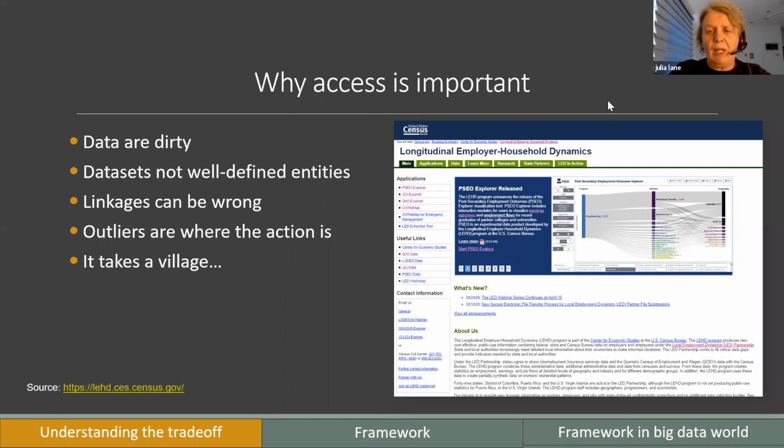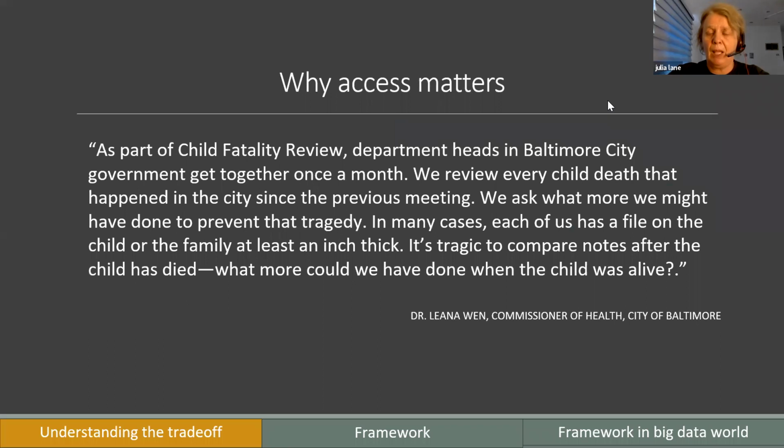For example, when I worked with the LEHD program, that program got developed over 20 years. There were literally hundreds of people that contributed. There was a whole village of statisticians and economists and computer scientists who built an infrastructure, and each person contributed to the anthill of knowledge. So it takes a village to build a high quality data infrastructure, and that means access.